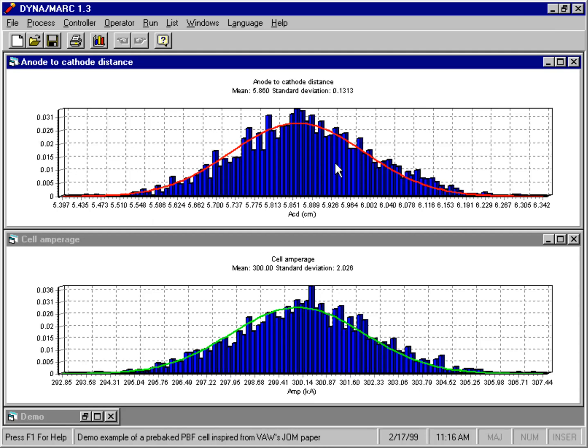From that facility, we can assess the risk associated with the inaccuracy of predicting some input parameter to the model.